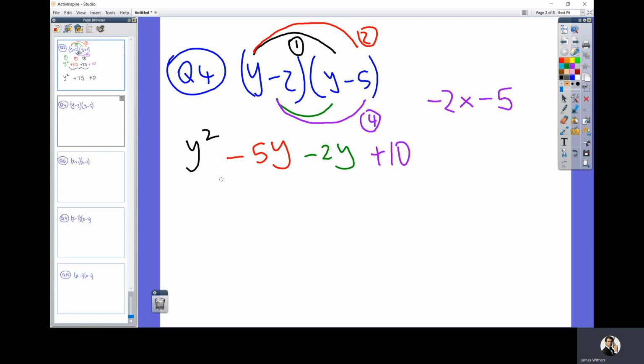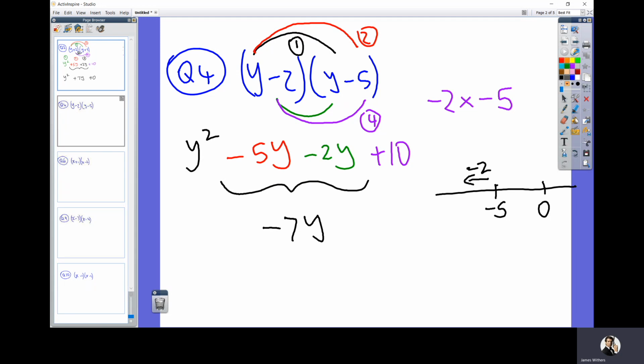And then for our final answer, we have to gather together those y's in the middle. Now think number line here. If you're on minus 5, and we take away another 2, that takes us to minus 7. So that is minus 7y in the middle. So y squared minus 7y plus 10.